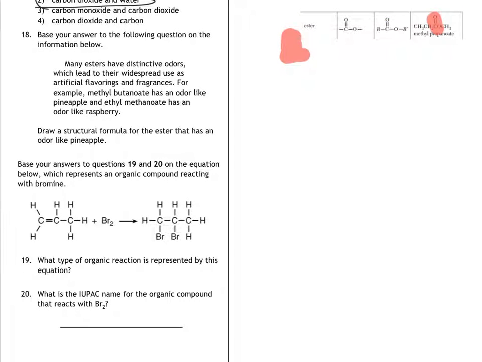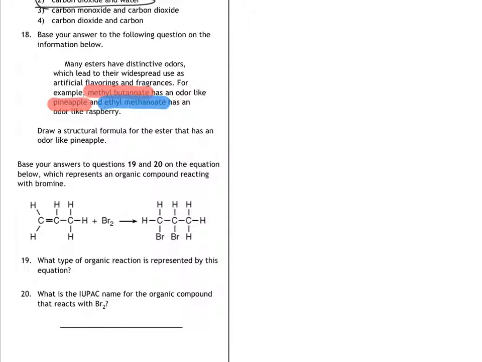Number 18. Base your answer to the following question on the information below. We have esters, and one of the things they're pointing out is that these esters have interesting odors. For instance, methyl butanoate is pineapple, and ethyl methanoate is raspberry. So we need to draw a structural formula that has an odor like pineapple, and I can tell you that is the methyl butanoate. And all esters sort of have the same structure. I'll write that in. It looks like this.